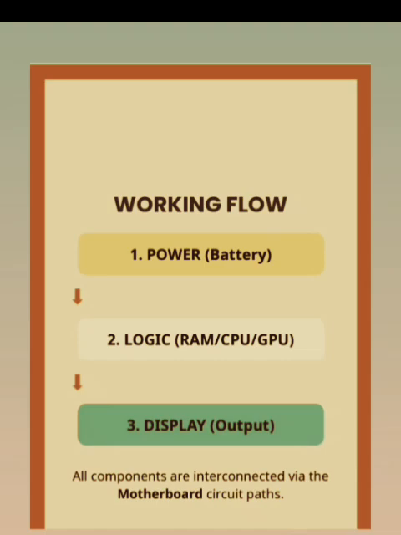The third step is the display. Display is nothing but our output. All components are interconnected via the motherboard circuit paths. So this is the internal process happening inside our phone. So, did you get my point about how these things happen?